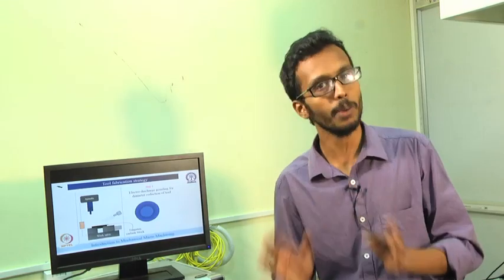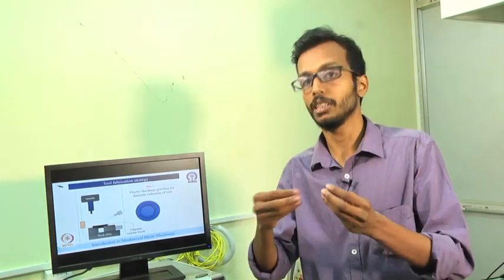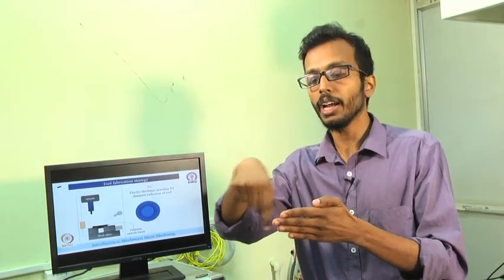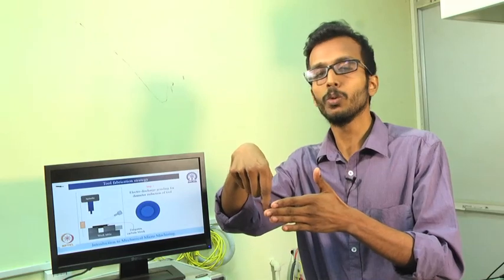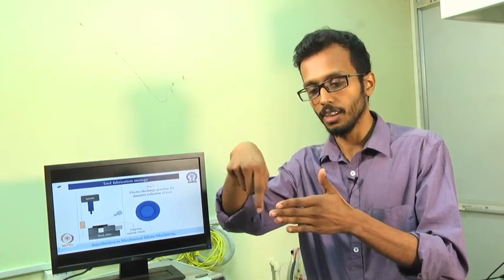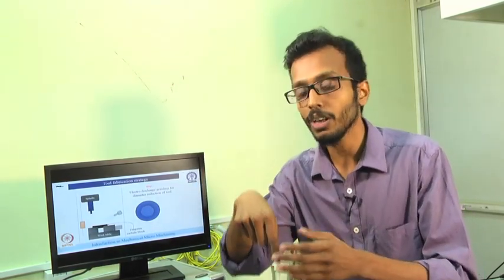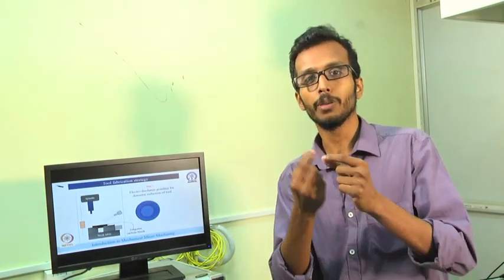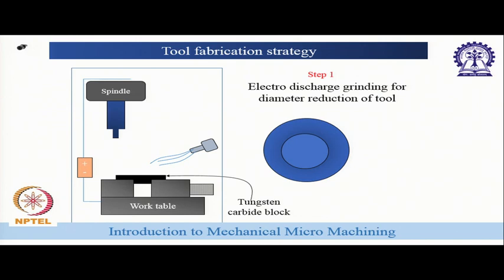Electrode discharge grinding is very much similar to EDM. The only thing is, we have a tungsten carbide block, and the tool material is also tungsten carbide, and we will be doing an operation in which the standard piece will be moving, touching along with the tungsten carbide block. At that time, the diameter of the 0.5 mm tungsten carbide rod will be reduced to 0.2 mm. That's the electrode discharge grinding process. Here you can see this is a tungsten carbide block.